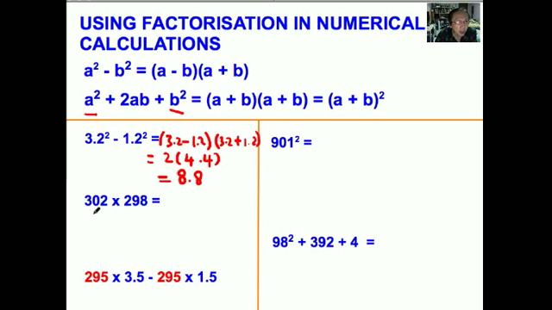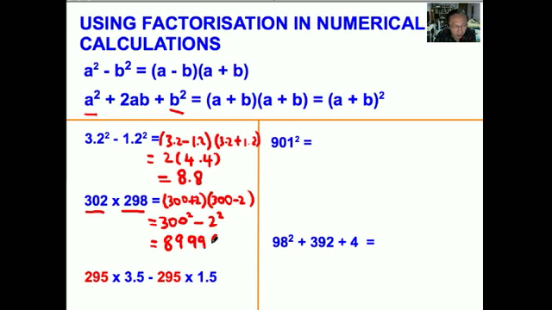In the next example, if you look carefully, this is 300 plus 2 and this is 300 minus 2. This is simply the terms a minus b times a plus b, which will expand to a squared minus b squared. So here we have 300 squared minus 2 squared. Expanding this and simplifying, our answer is 89996.